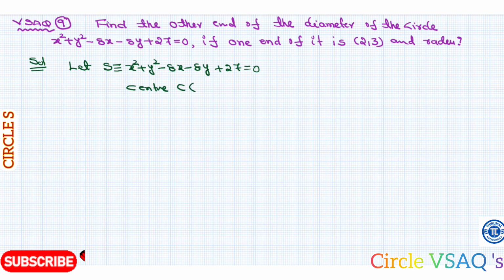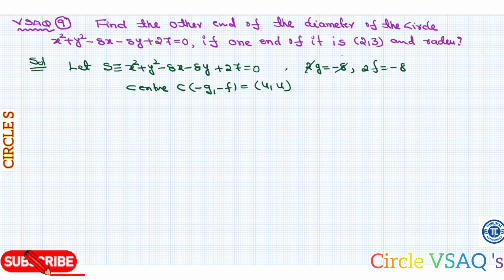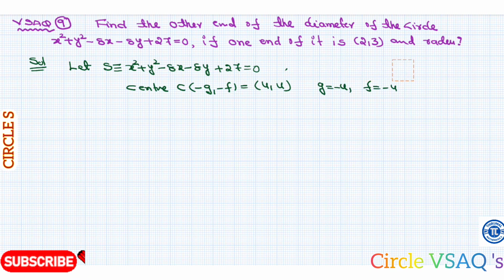The center C is (−g, −f) = (4, 4). Here 2g = −8 and 2f is also −8, so dividing by 2, g = −4 and f is also −4. So the center of the circle is (−g, −f), which is (4, 4).